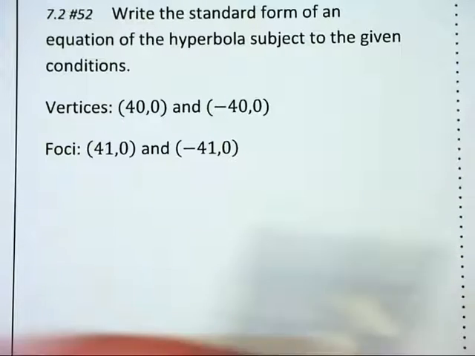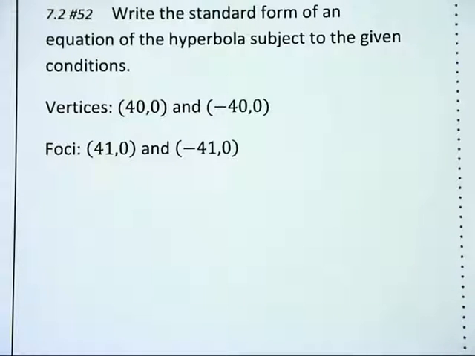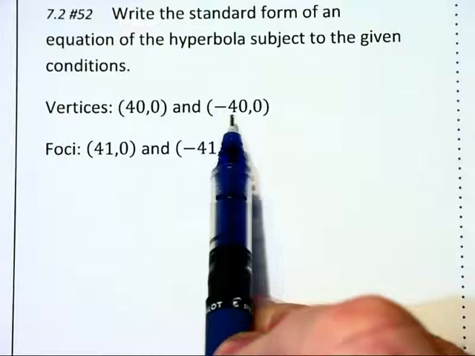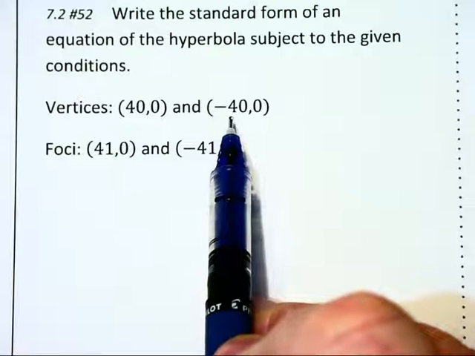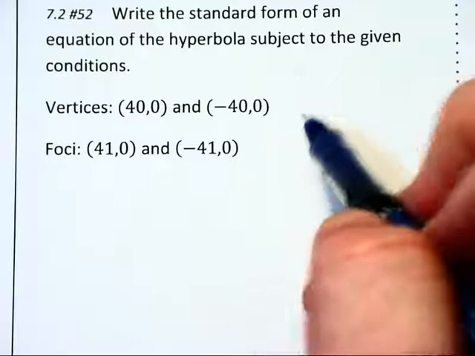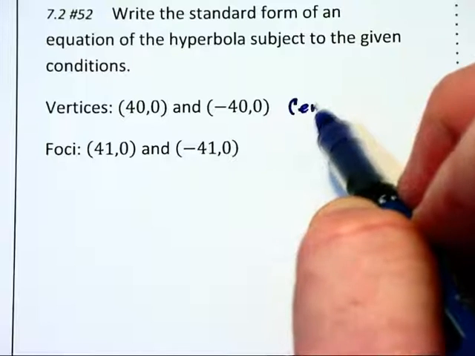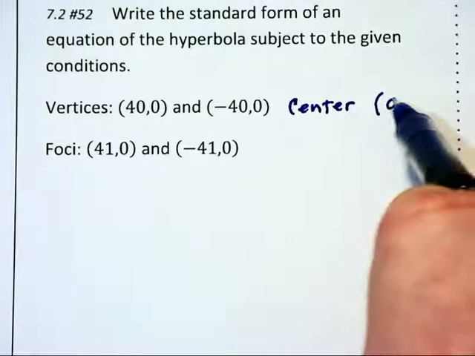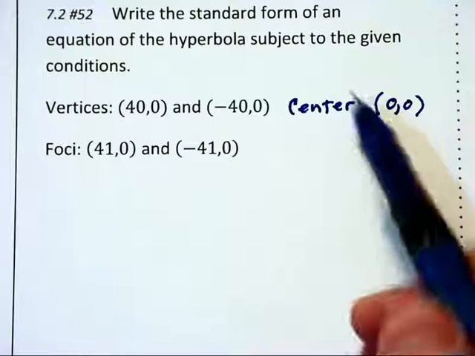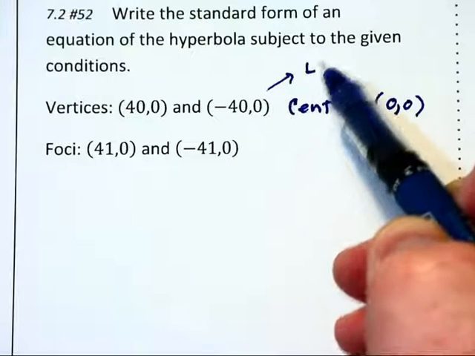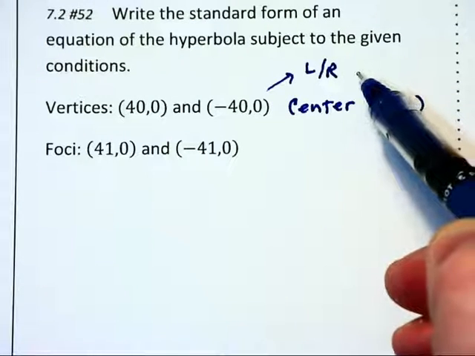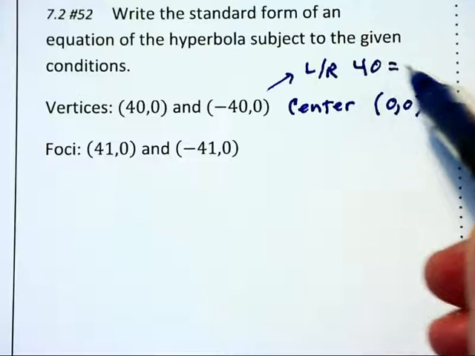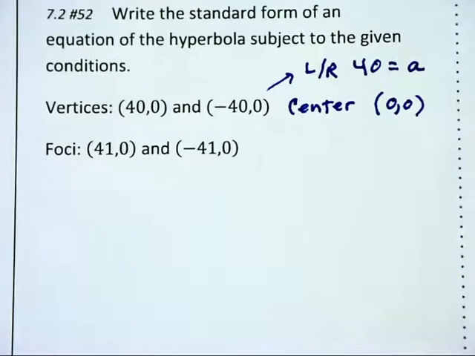Now let's do a problem that has us working backwards from the clues to get to the equation itself. I see the vertices located at plus and minus 40, 0, and I do know that the center has to be halfway between those, which is at the origin. I also can see from this that I'm going left and right 40 units, and that will be our value of a for the distance from the center to the vertices.